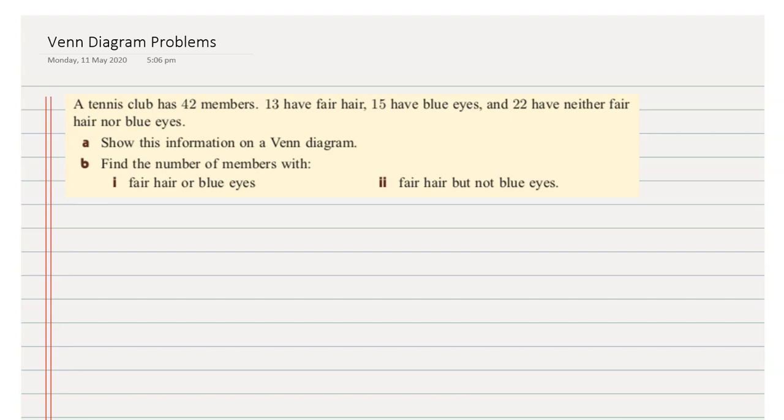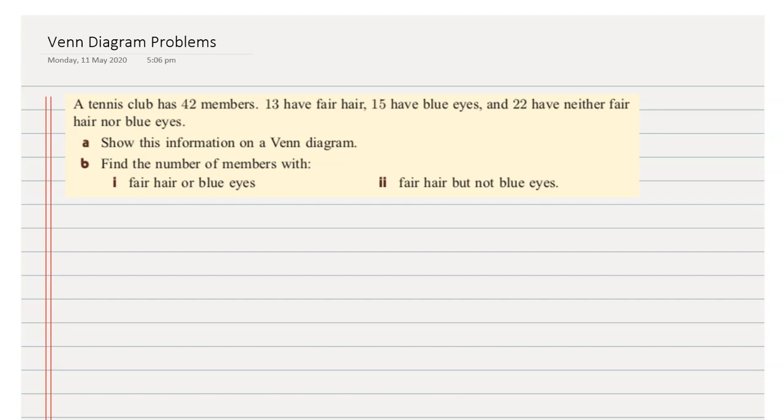Welcome to this video on Venn diagrams. In this particular video, we're going to have a look at how we can use a Venn diagram to solve a numerical problem. So consider a tennis club has 42 members, 13 have fair hair, 15 have blue eyes, and 22 have neither fair hair nor blue eyes. And part A of the question asks us, use a Venn diagram to show the information presented above.